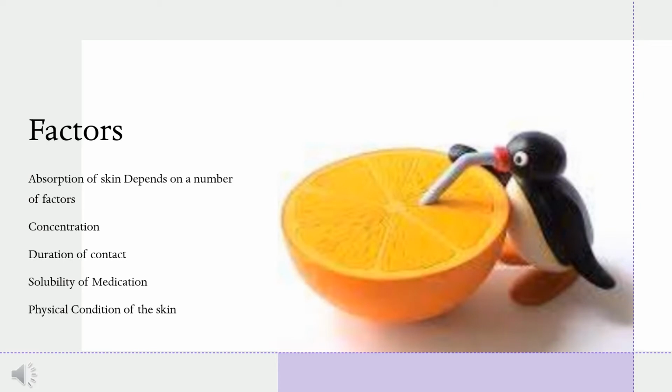In skin absorption, there are factors that need to be considered, as absorption of skin depends on a number of factors: concentration, duration of contact, solubility of medication, and physical condition of the skin. In general, the rate of absorption of chemicals through skin follows this scheme from fastest to slowest: scrotal, forehead, armpit, scalp, back, abdomen, palm, and under the surface of the foot.